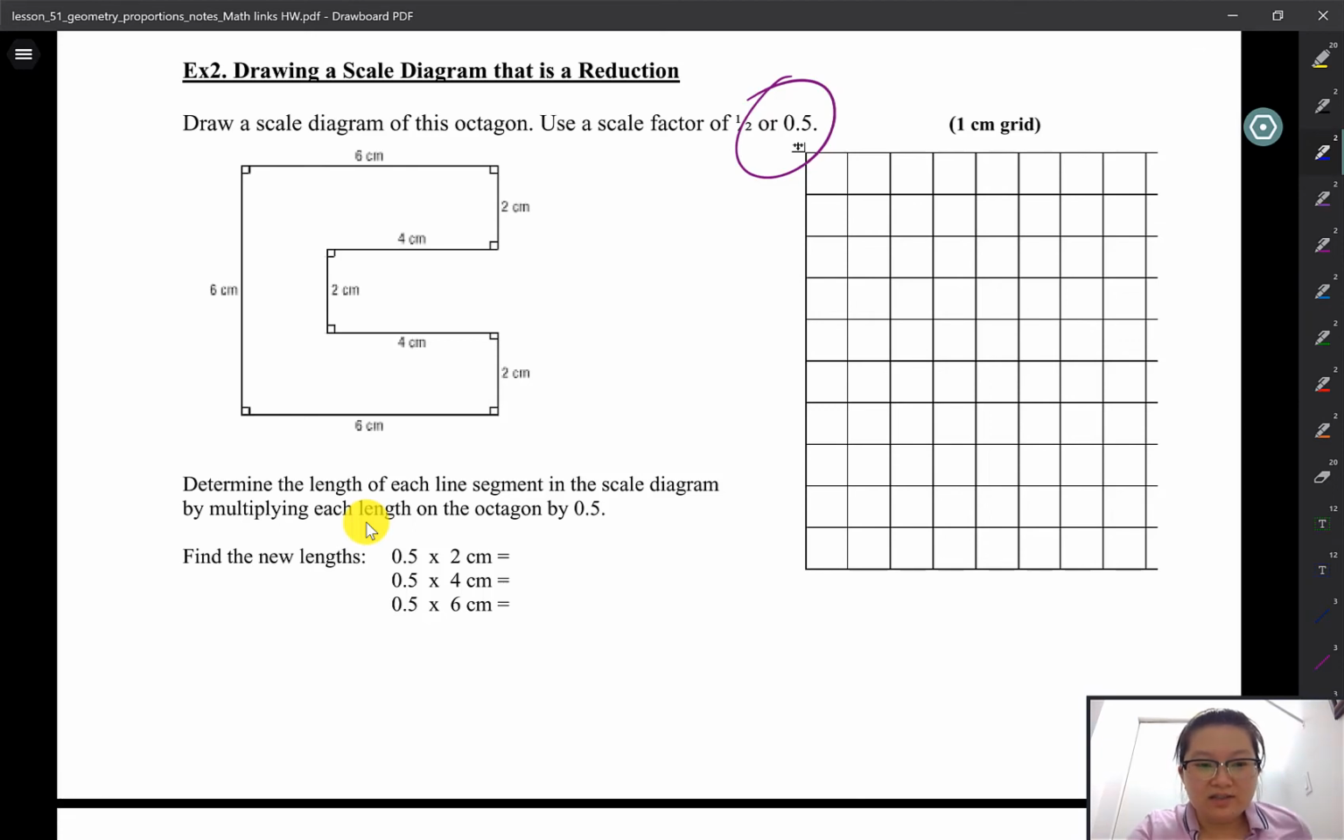Okay, so we're going to take our scale. Each of these numbers here is the original. So we want to scale this down, meaning we need to take each of these and multiply by 0.5 to give us the smaller sized length. So 2 times 0.5, which is half of 2 centimeters, is 1 centimeter. 4 times a half, or halving it, is going to give me 2 centimeters. 6 centimeters halving it is going to give me 3 centimeters. These are my corresponding lengths.